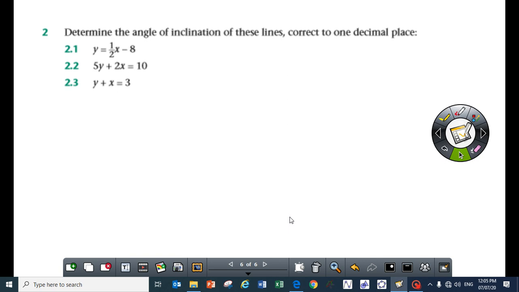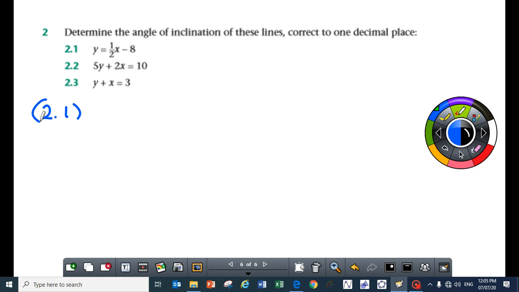The second question says, determine the angle of inclination of this line correct to one decimal place. So let's start with 2.1. Now here, you are given the equation, so from the equation, you must determine the gradient.